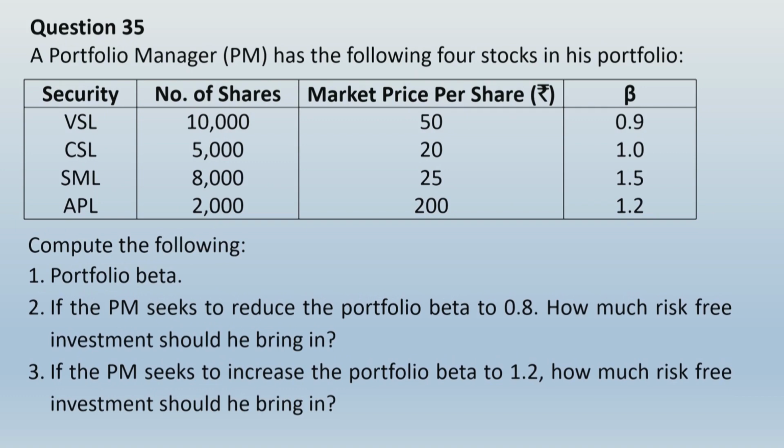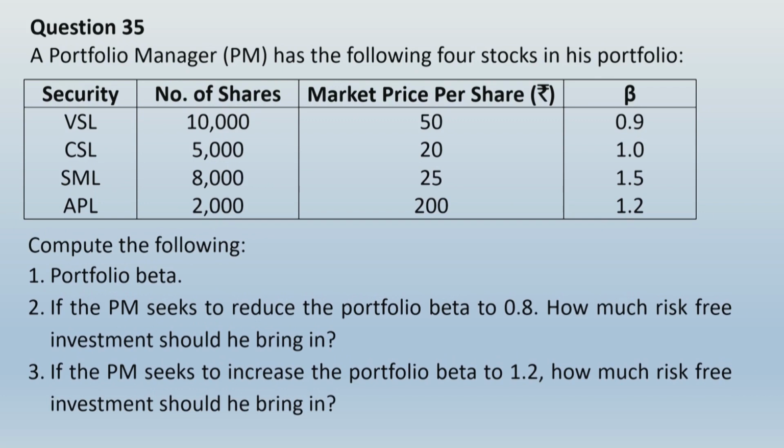And lastly, if they say, if the portfolio manager seeks to increase the portfolio beta to 1.2. Now, if you want to reduce the portfolio beta, you can add risk-free securities. If you want to increase the portfolio beta, you should remove the risk-free securities. If you don't have risk-free securities at all, then taking a negative position, in other words, taking a negative weight in risk-free security would actually mean borrowing in money market. Anyway, when we come to this third part, I'll explain the matter in details.